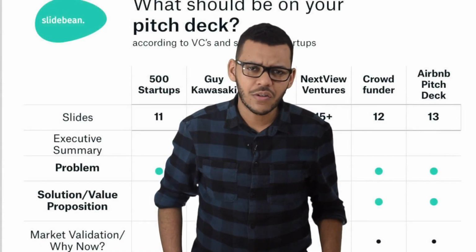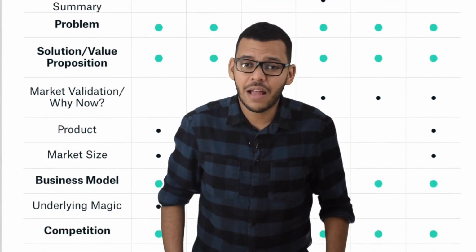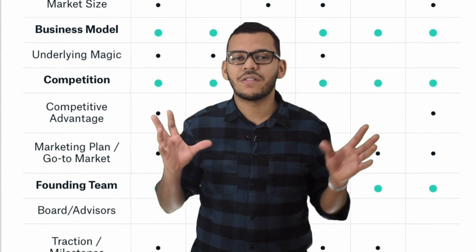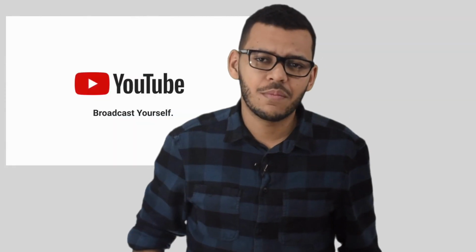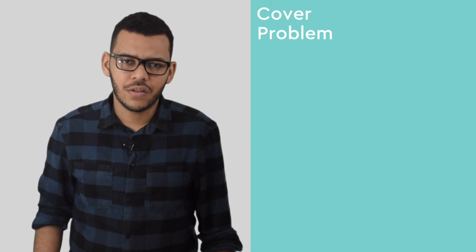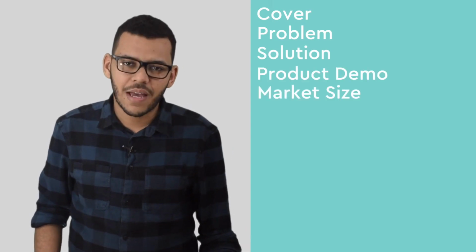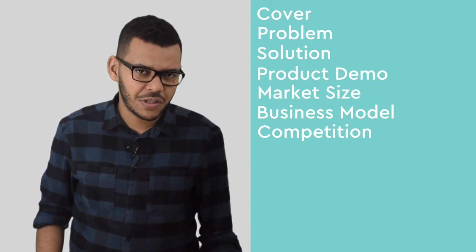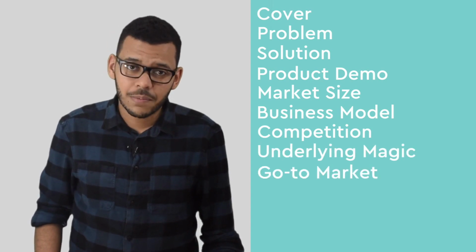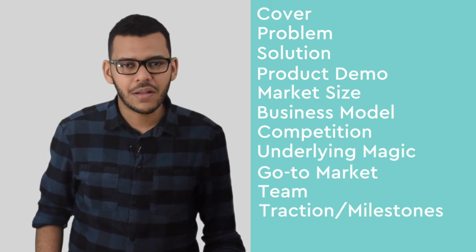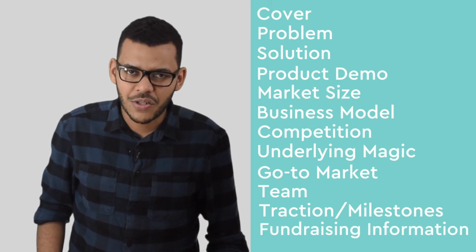The pitch deck outline. Let's not reinvent the wheel here. Dozens of accelerators, venture funds, successful startups, and internet personalities have published their ideal contents of a pitch deck. We took the liberty of redesigning many of them, and you can download most of them on the links below. But the truth is, they all have pretty much the same content. Pretty much every pitch deck follows this structure. A cover, the problem, the solution, a product demo, the market size, the business model, the competition slide, underlying magic, the go-to-market plan, the team slide, the traction milestones slide, and the fundraising information slide.